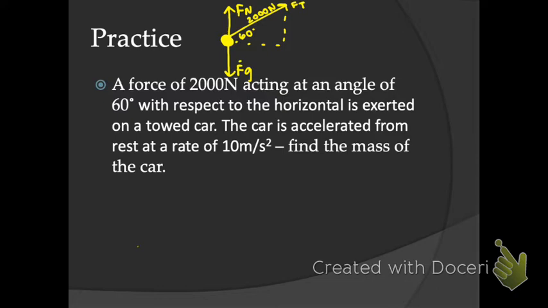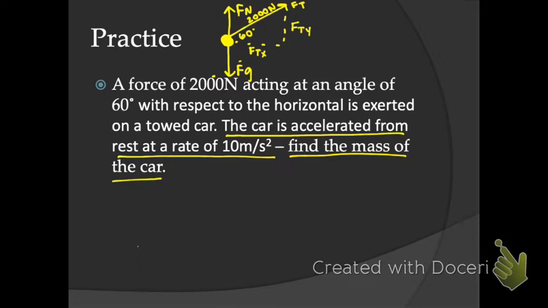So this component of my force right here, I might call force of tension in the Y direction. This one I might call force of tension in the X direction, right? I need the components of that force. I do not want to plug in 2,000 into my equation anywhere because that force is at an angle. I have to have the components of it. So before we do any more work than that, I want to look at what the question's asking for, okay? The car is accelerated at a rate of 10 meters per second squared. Find the mass of the car.